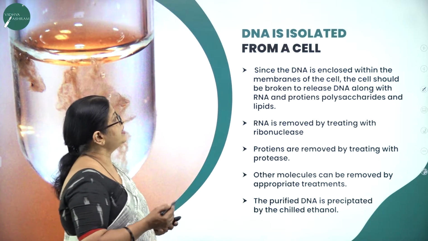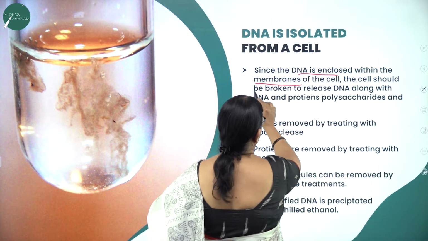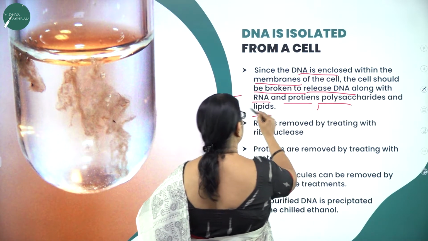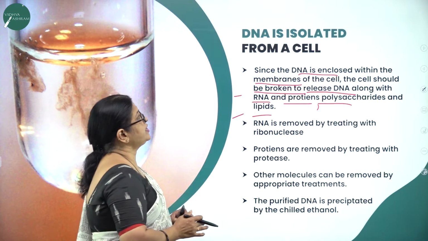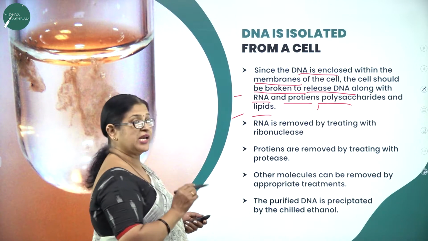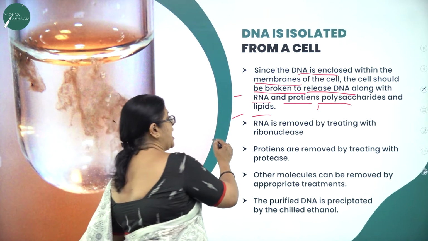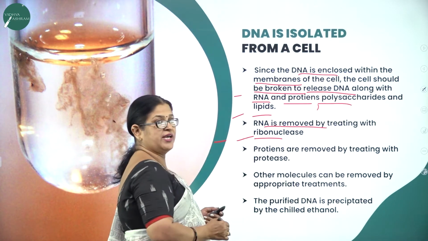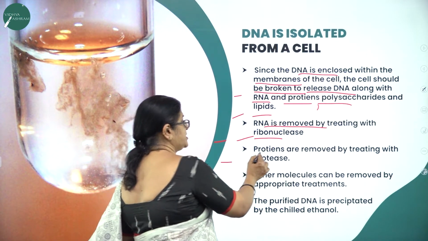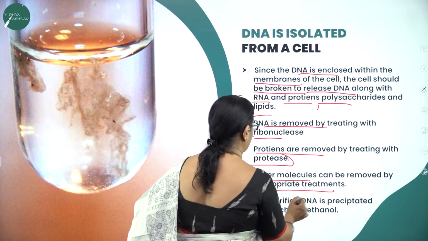Then DNA isolated from a cell: since the DNA is enclosed within the membranes of the cell, it should be broken to release DNA along with RNA and proteins, polysaccharides and lipids. So RNA is removed by treating with ribonucleases. As you know, ribonucleases are the enzymes which act on RNA. Then proteins are removed by treating with protease. Then other molecules can be removed by appropriate treatment.